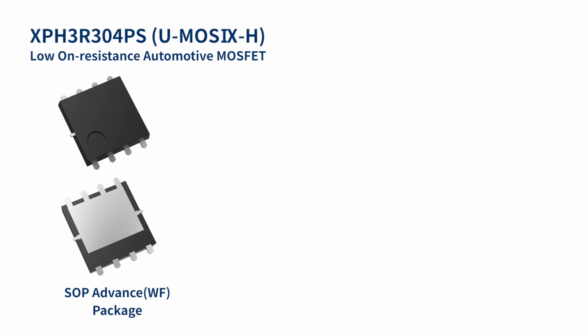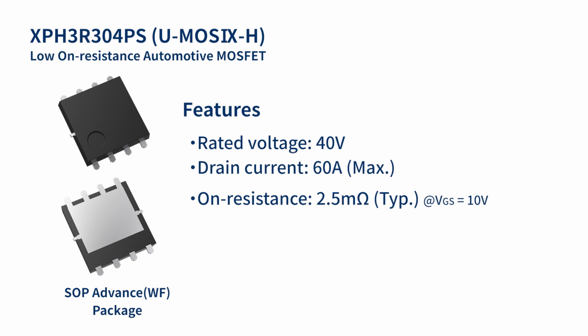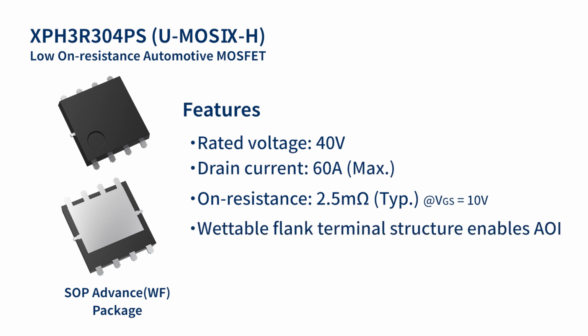XBH3R304PS, N-channel MOSFET is another option for use in the bridge circuit. It has a rated voltage of 40 volts, a maximum drain current of 60 amperes, a typical on resistance of 2.5 milliohms. It also has wettable flank terminal structure.